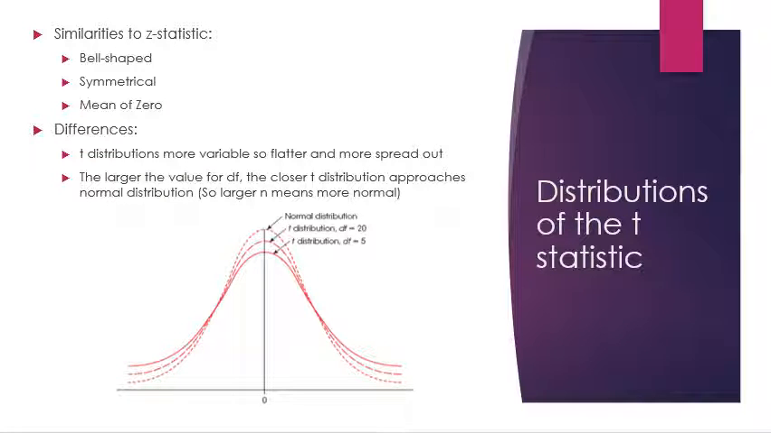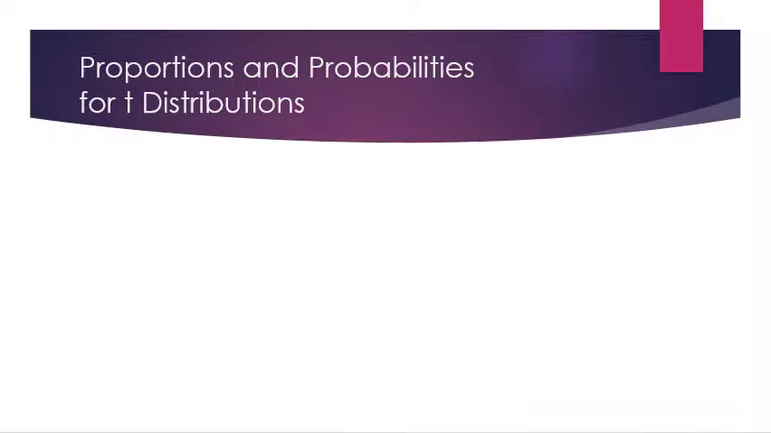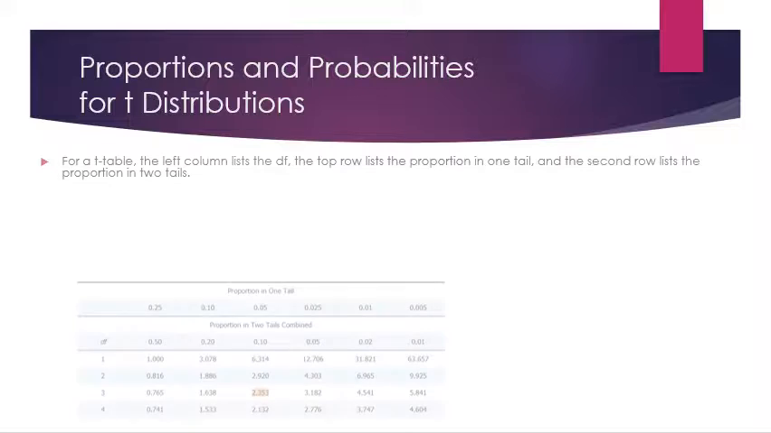And the t-distribution also depends on the degrees of freedom. The closer the t-distribution approaches a normal distribution happens when you have a larger value of the degrees of freedom, meaning a larger n. So a larger sample size for a t-test gives you a more normal distribution. So let's talk about proportions and probabilities for t-distributions.